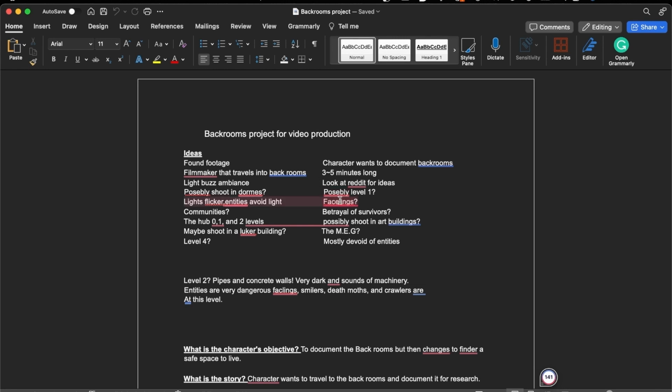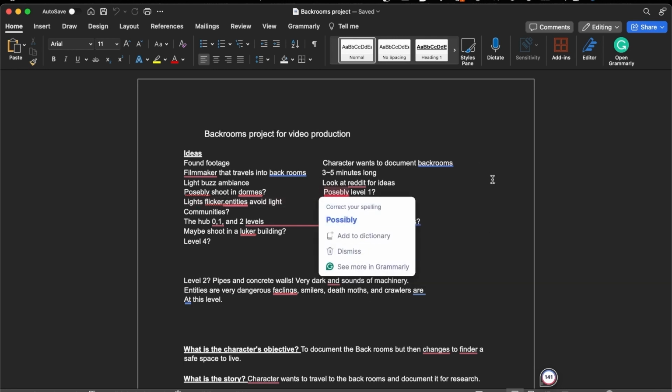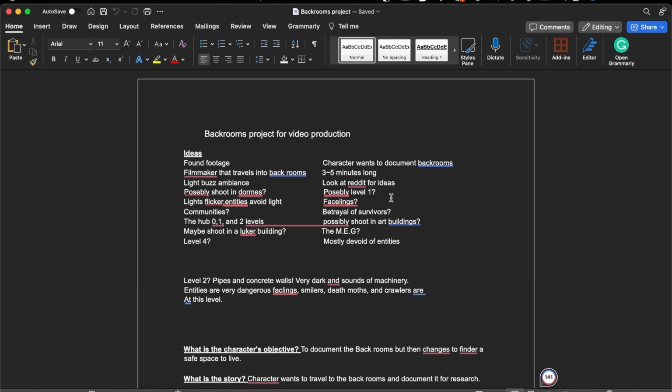Look at Reddit ideas, possibly level 1, facelings?, betrayal of survivors?, possibly shot in art buildings?, in the MEG? There's just a lot of stuff. But yeah, there's a lot in creating that. And it wasn't a big project, but I enjoyed creating it.